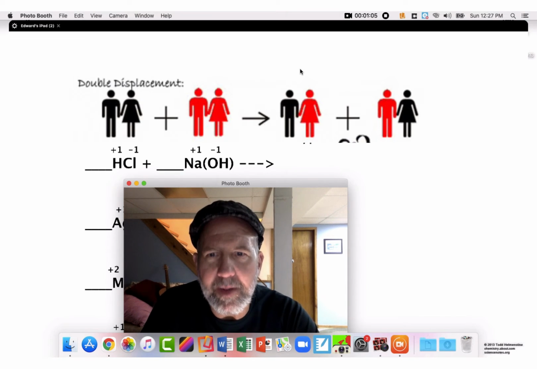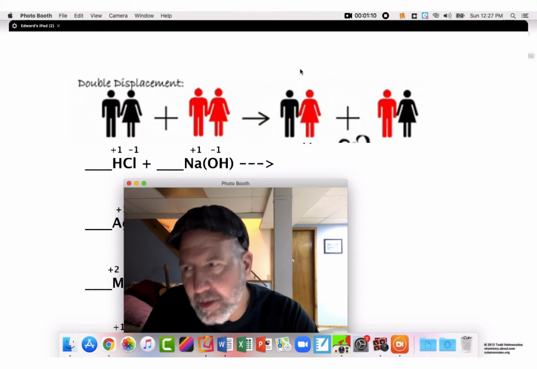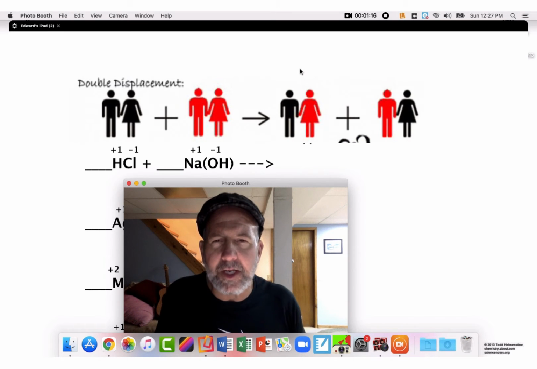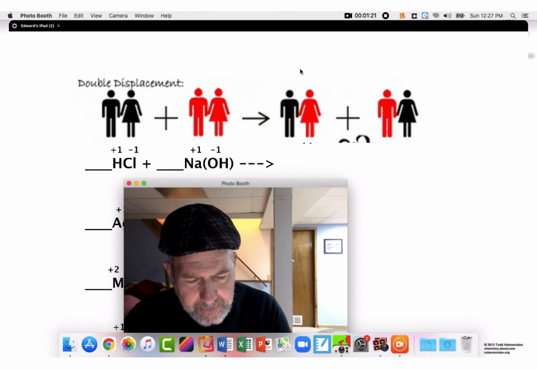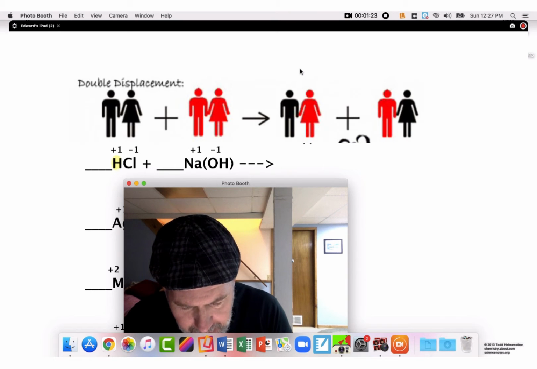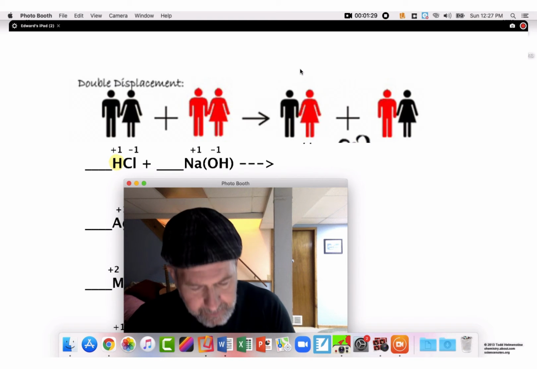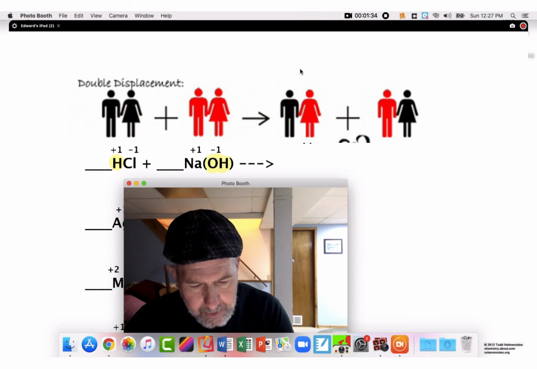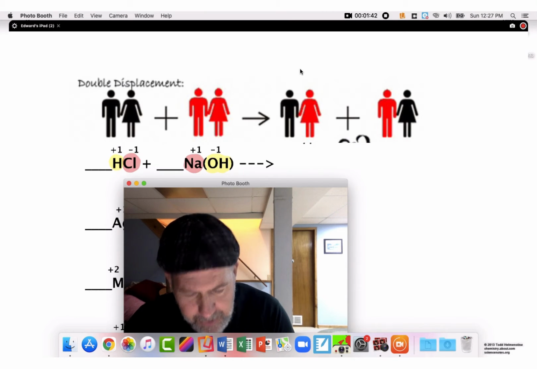When we talked about this, we always said that the boy had to dance with the girl, and the girl has to dance with the other boy. They have to switch partners, and what we're talking about are the positives and the negatives. So a positive has to go with a negative, and a negative has to go with a positive. Let's take a look. H is positive. It's going to hook up with the opposite negative, so it's going to hook up with the OH on that side. And let's switch colors. The Na is positive, and it's going to hook up with the Cl. They're going to switch partners.